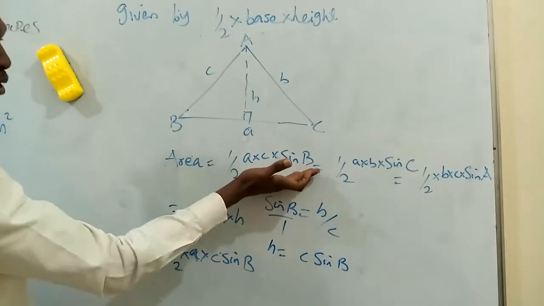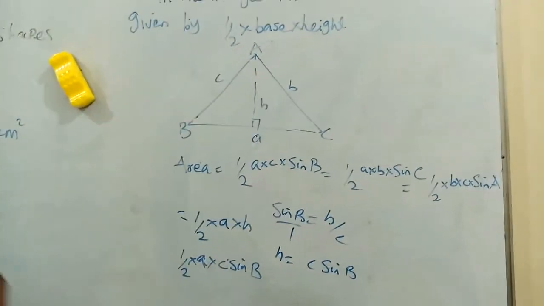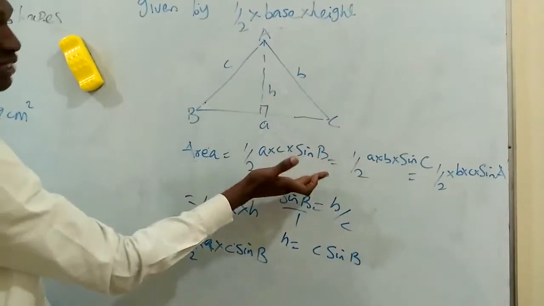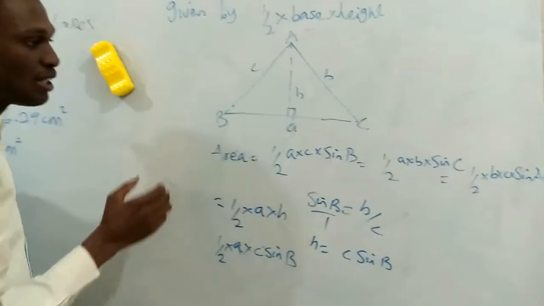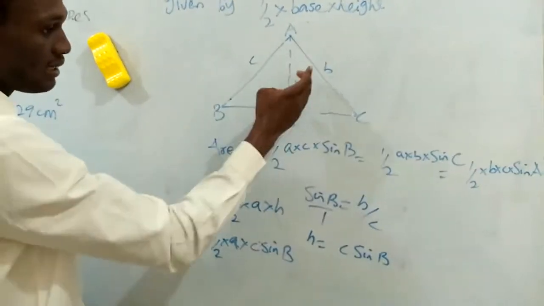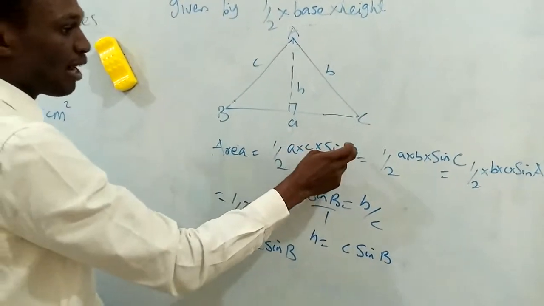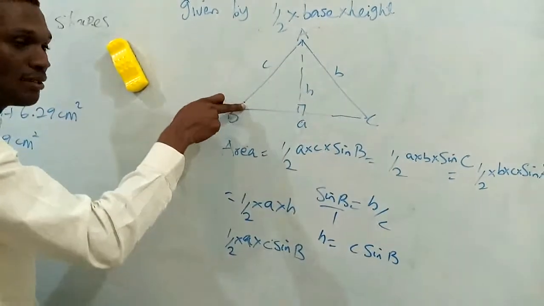This was our formula on the board. So now, in cases where we are not given our height, we can apply this formula, where we have our sin B, with B being our angle theta here.